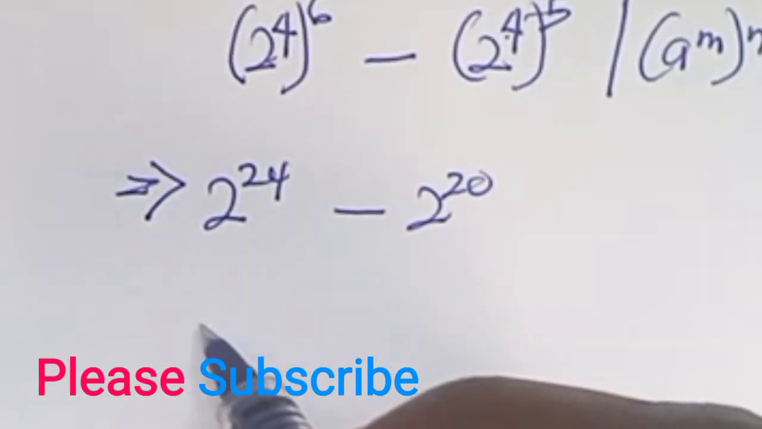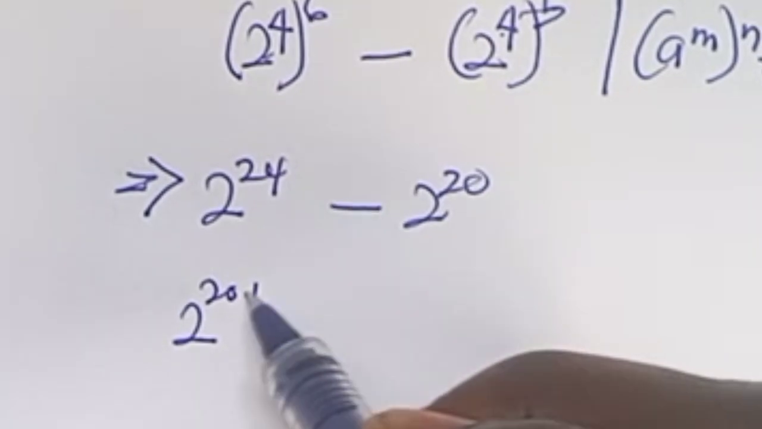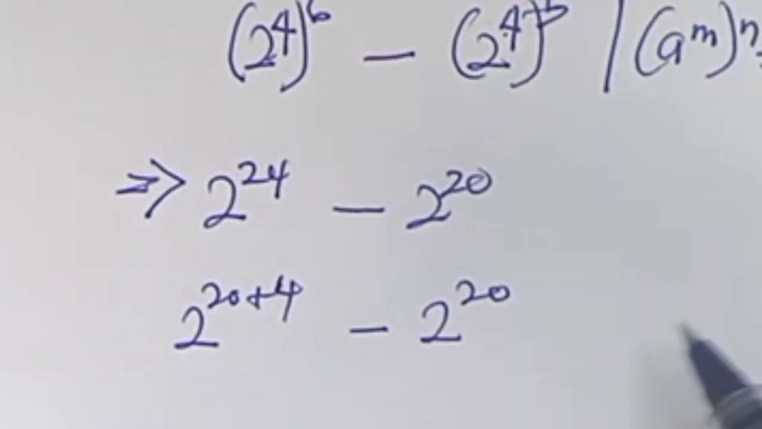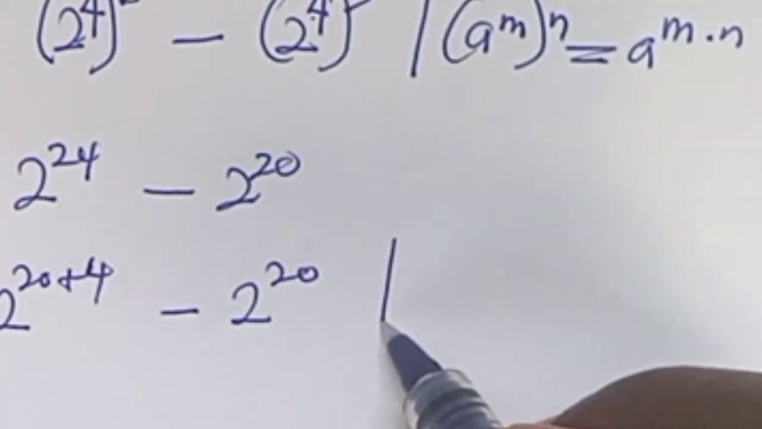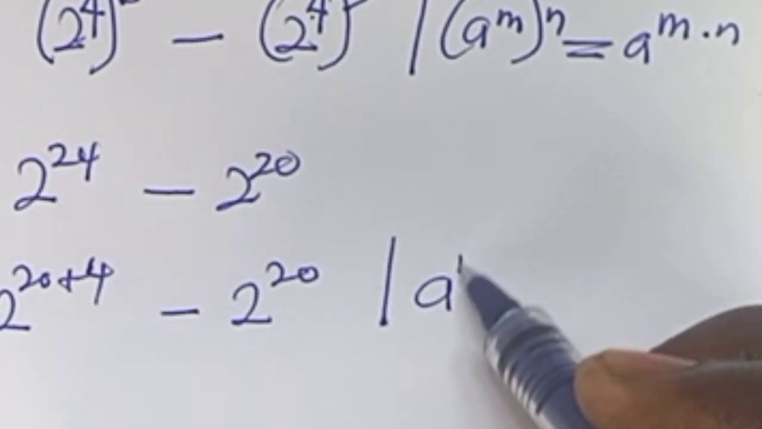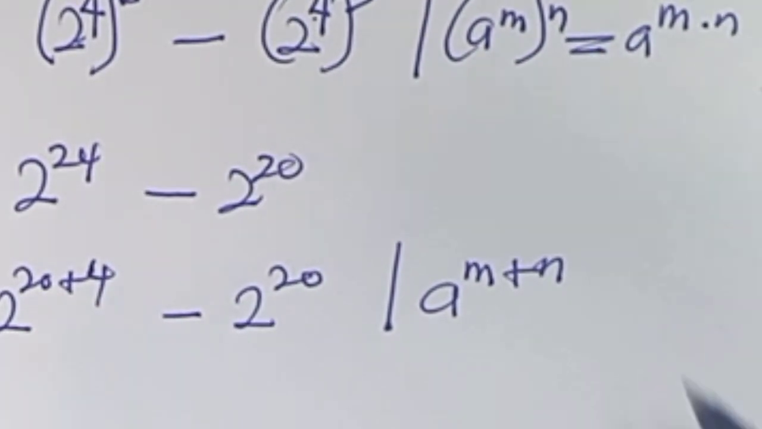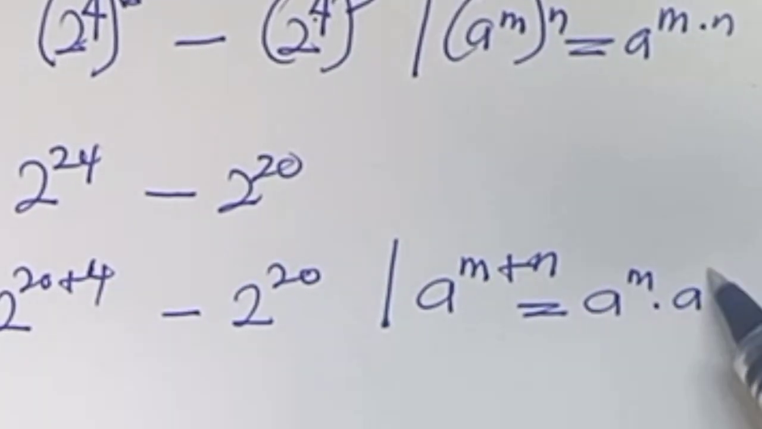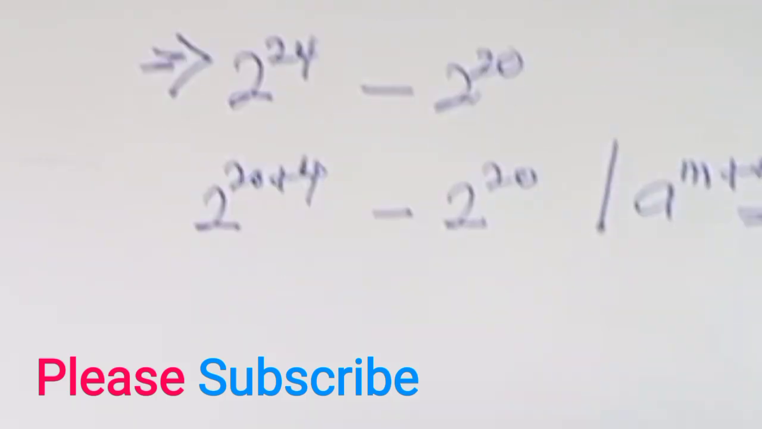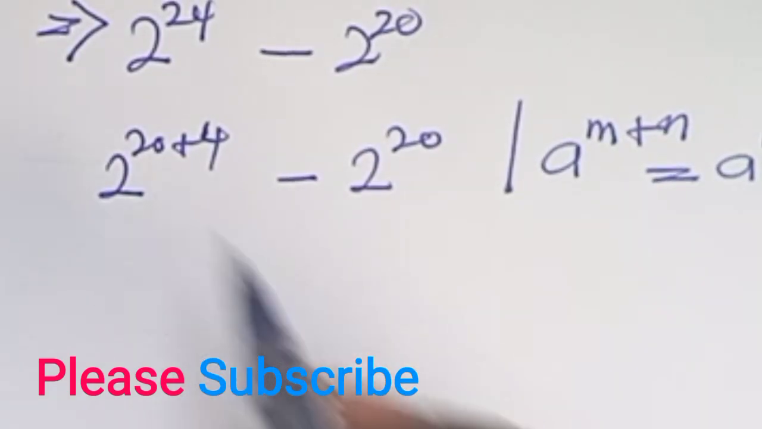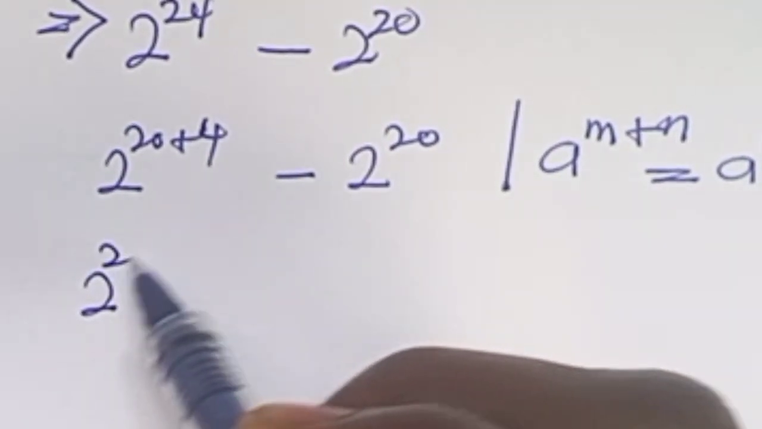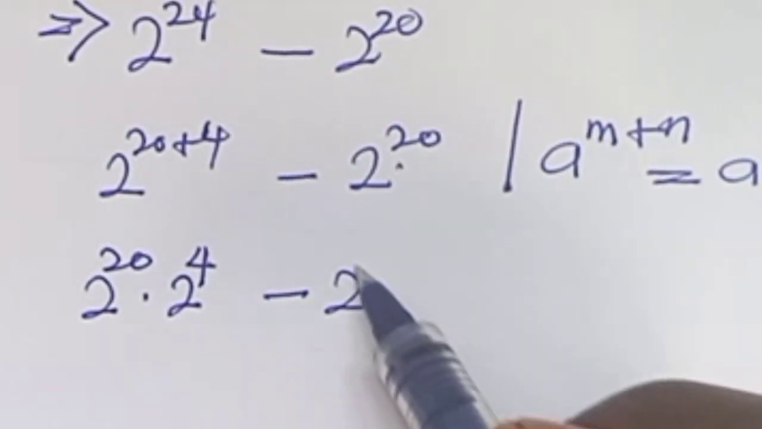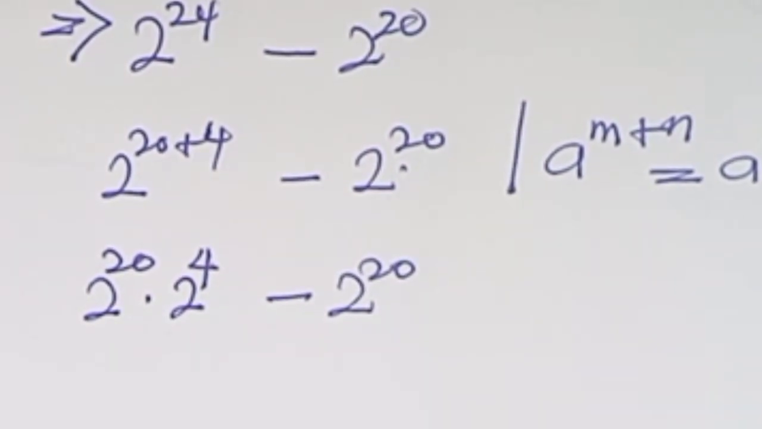And again we can write this as 2 to the power of 20 plus 4 minus 2 to the power of 20. Also a to the power of m plus n can be written as a to the power of m times a to the power of n. So that it will be 2 to the power of 20 times 2 to the power of 4 minus 2 to the power of 20, and we are fine.